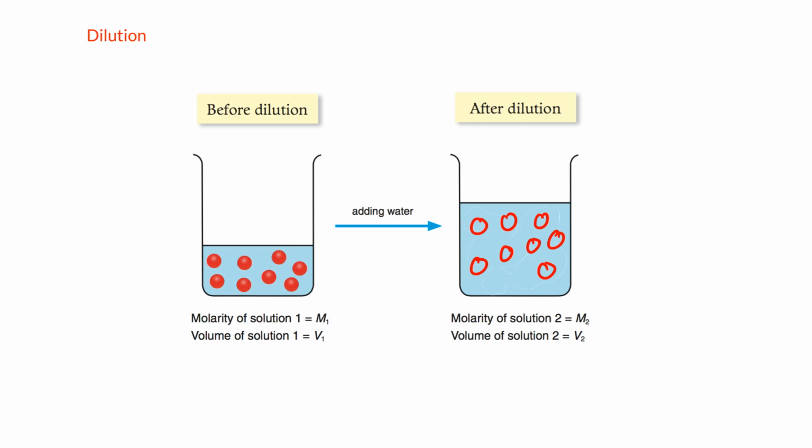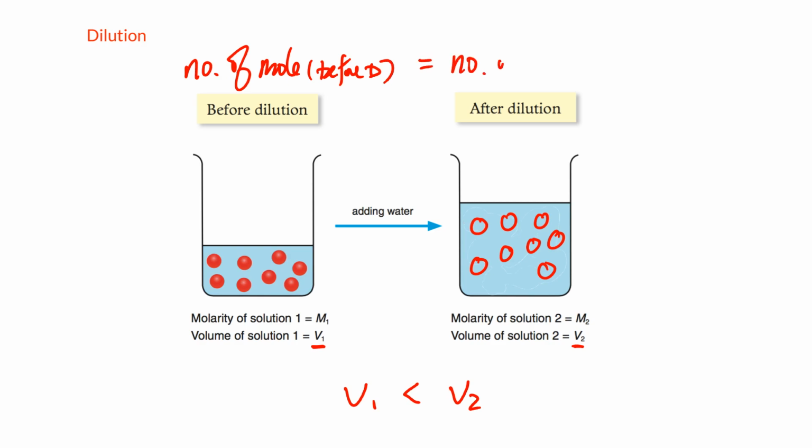So we can see that in the process, the volume V1, or before dilution, will be like that. After we add water, definitely the volume will go up, so the volume will be increased. V2 will be larger than V1, right? The other thing you will find is that the number of particles before dilution and after dilution is the same. So we will say that the number of moles before dilution equals the number of moles after dilution.